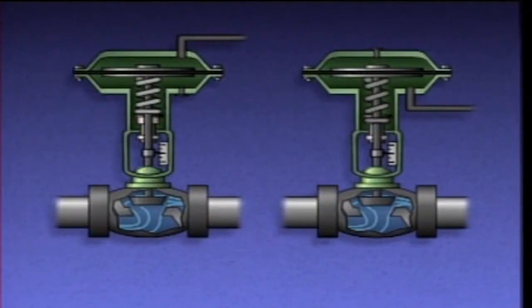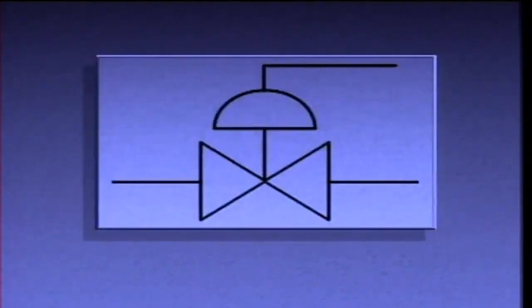By controlling the applied pressure, either of these actuators can be used to position a valve anywhere within the limits of travel for the actuator. Regardless of how they operate, single-acting diaphragm actuators are usually represented on process piping diagrams by this symbol.